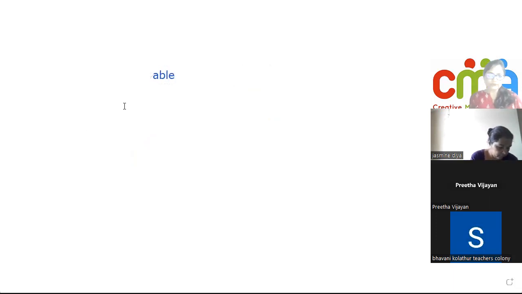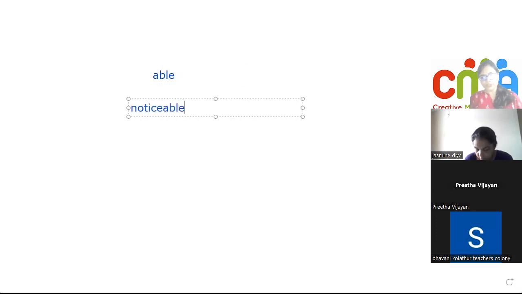Mostly what we do, we drop E, right? But if you have to put the able suffix, E will not be dropped, as in noticeable, traceable, serviceable. So when you add a suffix that starts with A, O, U or any consonant to a word which ends in CE, we must retain the silent E so that the C does not become hard.